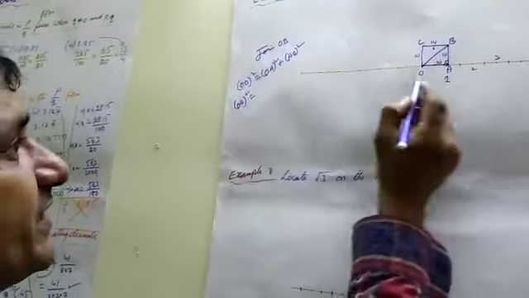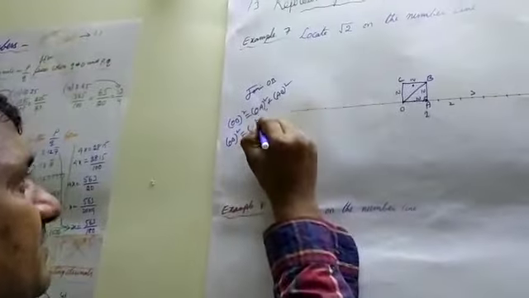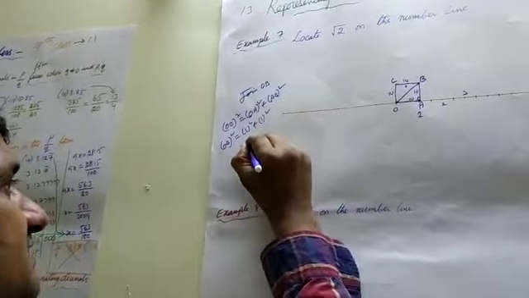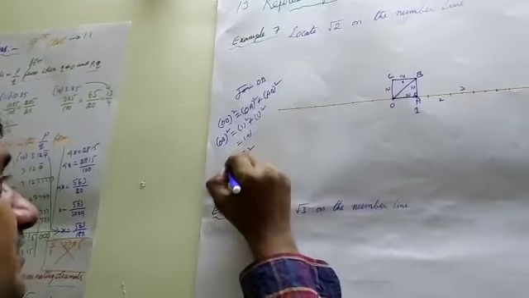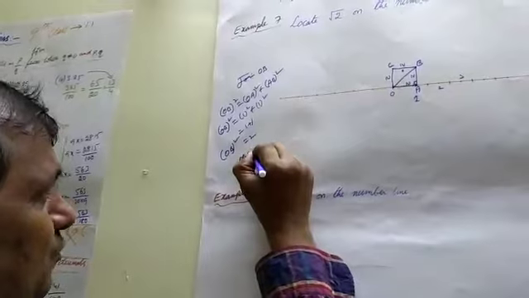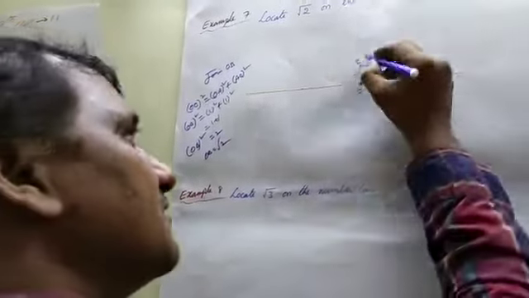OB square means OA is 1 unit, so 1 square, plus AB is 1 unit, so 1 square. That is equal to 1 plus 1, that is equal to 2. So OB square is equal to 2. OB means root 2.